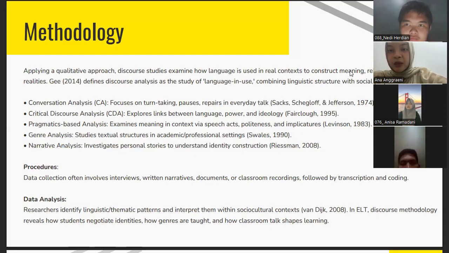So, this course study gives us a wider lens to see language not just as grammar, but also as social practice. Through these approaches, we can understand how language is used to build meaning, relationship, identity, and ideology. So in ELT, this means we can explore how the students construct their identities as English users, how classroom talk affects learning, and how academic genres are taught. In short, discourse studies help us see language as something alive, dynamic, and socially meaningful.